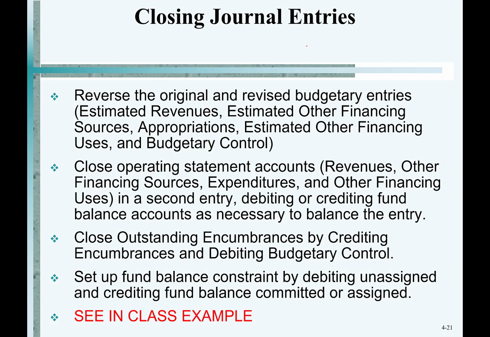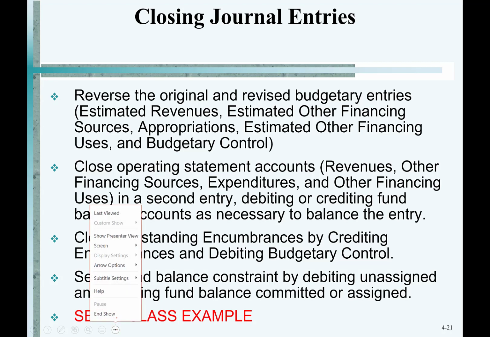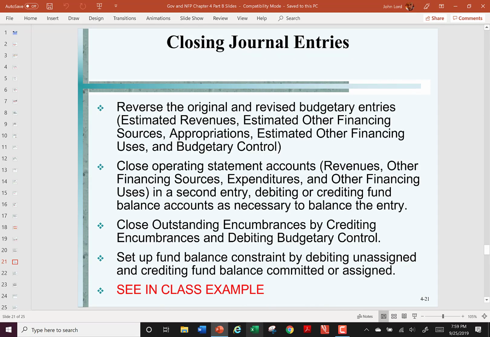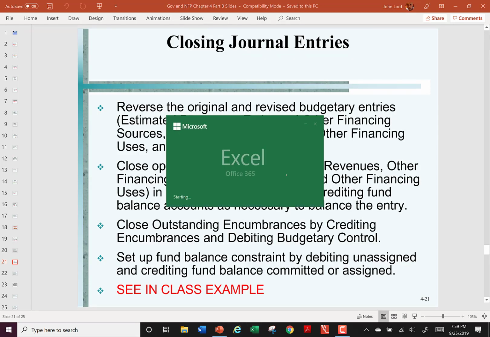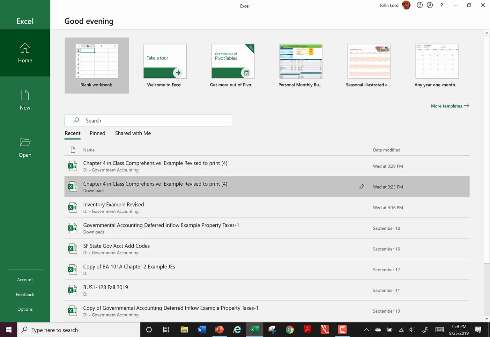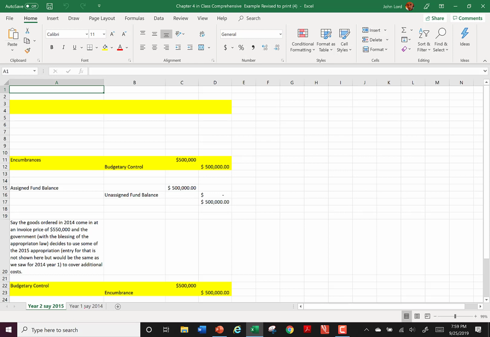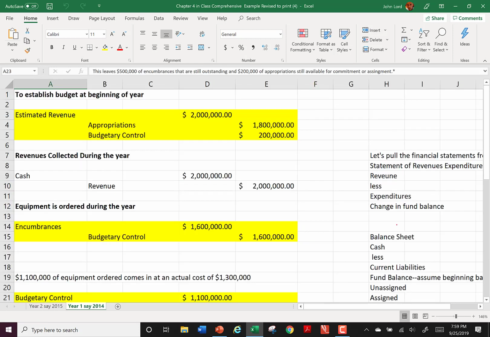Okay, so I say see in-class example, and it is on Canvas at San Jose State. You can see this on Canvas, but I also have it right here. It's called Chapter 4 in-class comprehensive example, okay? And we've got year 1, we've got year 2 going on here, okay?